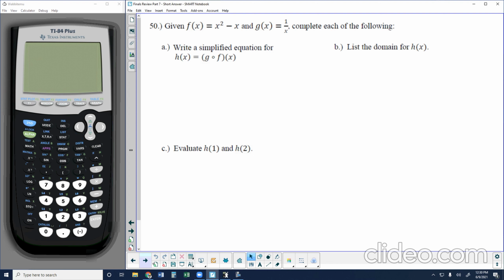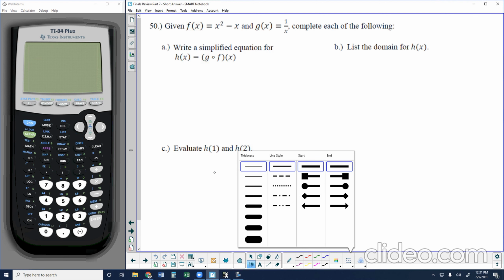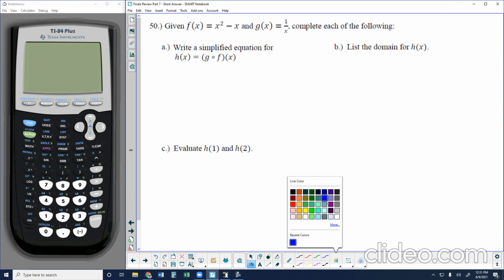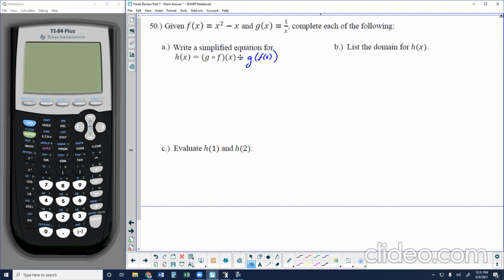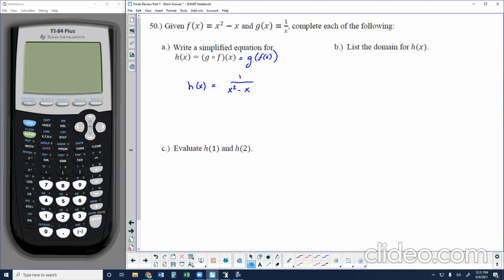It says, given f of x is equal to x squared minus x and g of x is equal to 1 over x, complete each of the following. Write a simplified equation for h of x, which is g of f of x. So we have a function composition here that we need to complete. This is equivalent to writing g of f of x. So we need to take f of x and substitute that into g for the variable. So h of x then would be 1 over, replacing x with f of x, x squared minus x.